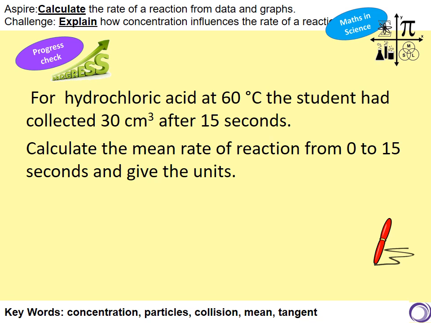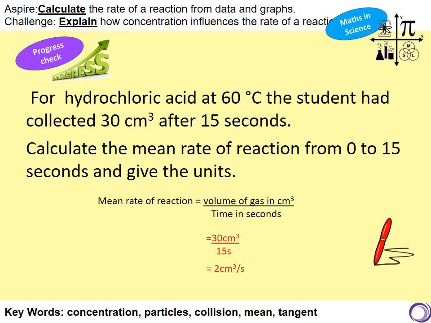How did we get on then? Did you get that the volume of gas in centimetres cubed was 30 centimetres cubed and the time in seconds was 15? So if we divide 30 by 15, we get an answer of 2, and our units on this occasion are centimetres cubed per second. If you've got the units, give yourself a bonus mark.